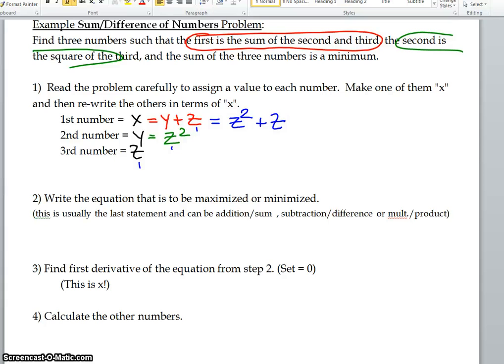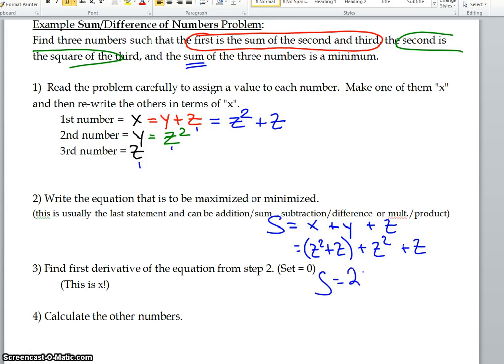So what I'm trying to do is find the sum, so that's addition. So I'm taking my x plus my y plus my z. I like to have an equation, so I'm going to call it s, or sum, equals x plus y plus z. Well, again, we tried to get everything in terms of one variable. So my x, now I'm going to call it z squared plus z. My y, z squared, and then my z, obviously, is z itself. So where I'm at now with my equation is 2z squared plus 2z.